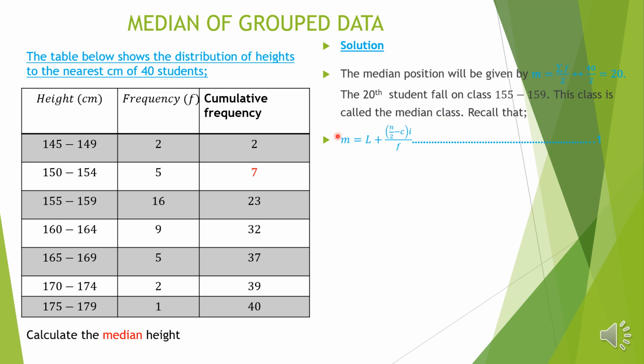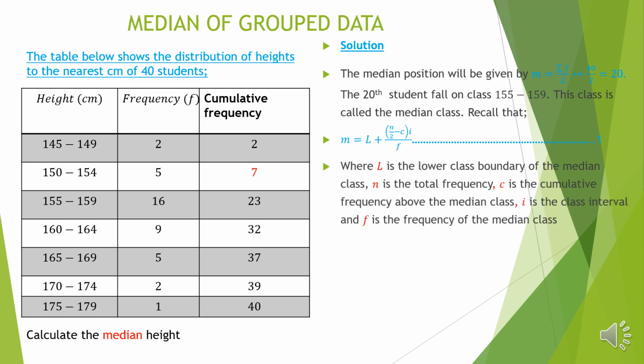Now we recall that the median of any particular set of data is gotten by applying this formula: M equals L plus (N over 2 minus C) multiplied by I over F. Realize that L, for this case, is the lower class boundary of the median class.